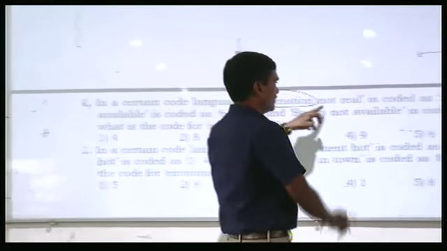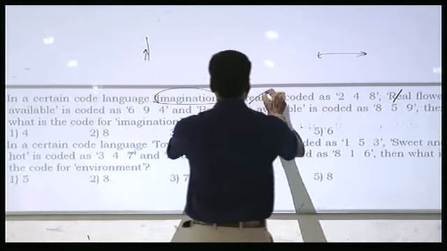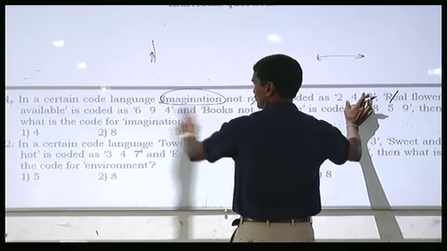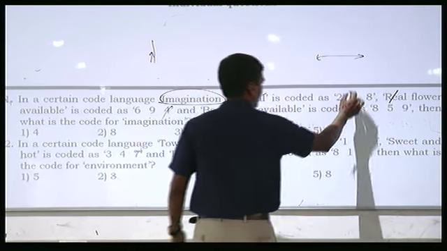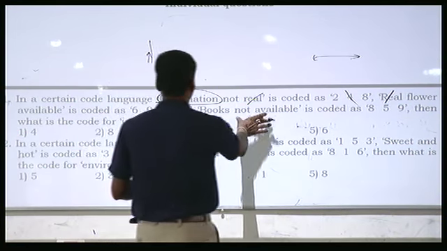Now if you observe here, not real, real flower, real flower. Which term is common? Real is common. What is the code here? 2, 4, 8 and 4. Hence 4 cannot be the answer. Isn't it? Next one, books not available.